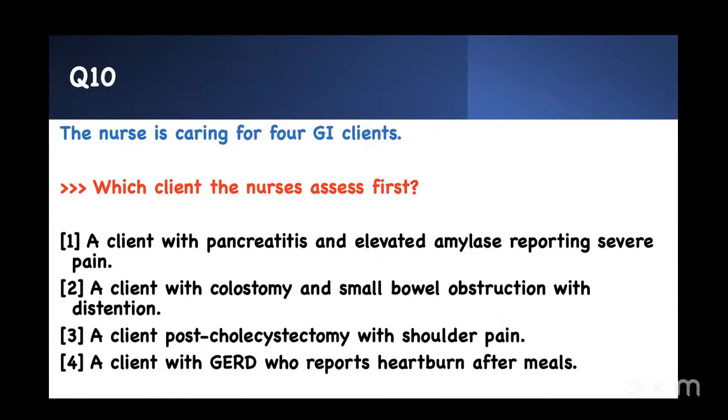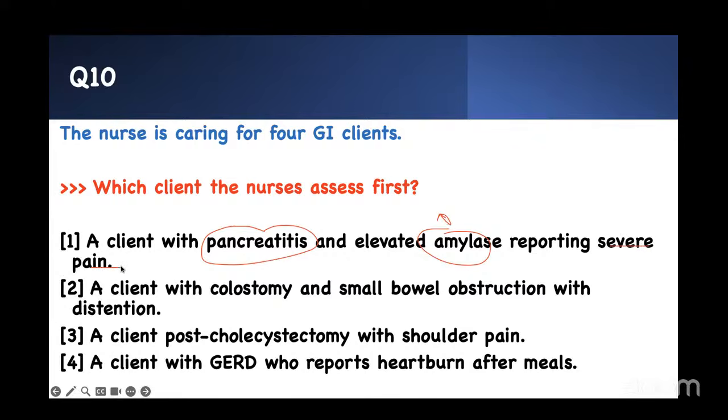What do you think? A nurse is caring for clients who are GI patients. Which client does the nurse assess first? Use strategy. Look at the way I'm going to approach it. A client with pancreatitis. I underline pancreatitis because that's a major problem. What is the issue? Elevated amylase. That's all you need to report about. And he has severe pain.